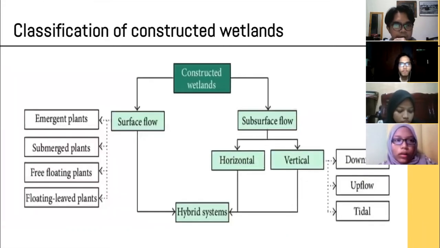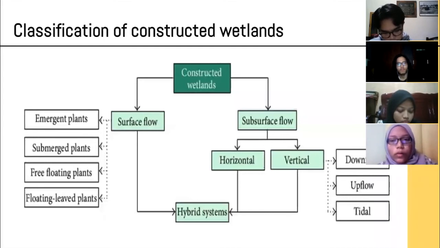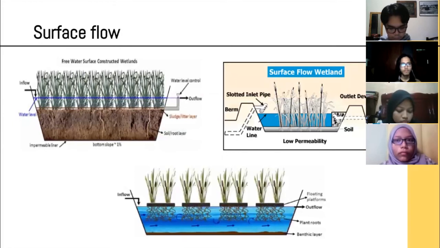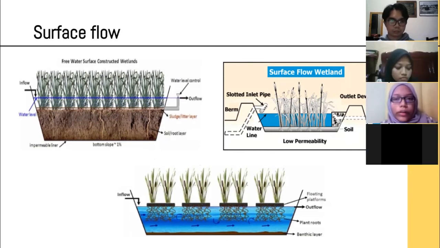So next, the classification of the constructed wetland: the first one is the surface flow, and the second one is the subsurface flow, which has horizontal and vertical flow. This is the example for the surface flow, where the two above are the free surface flow, and the one below is the floating flow. The surface flow is comprised of a shallow bed cultivated with aquatic macrophytes, where removal of various pollutants is achieved as the wastewater to be treated flows through the vegetated bed and substrate media.